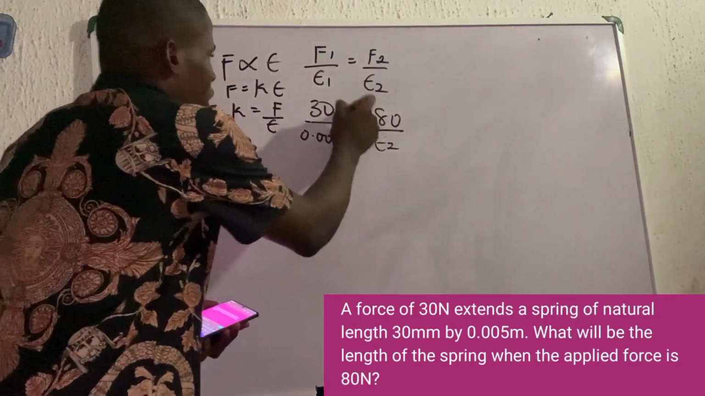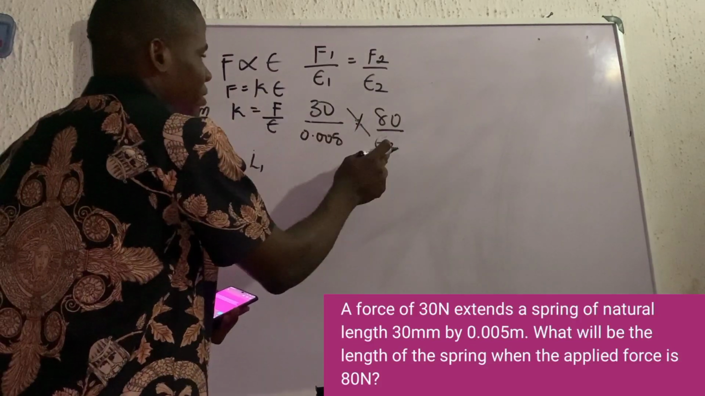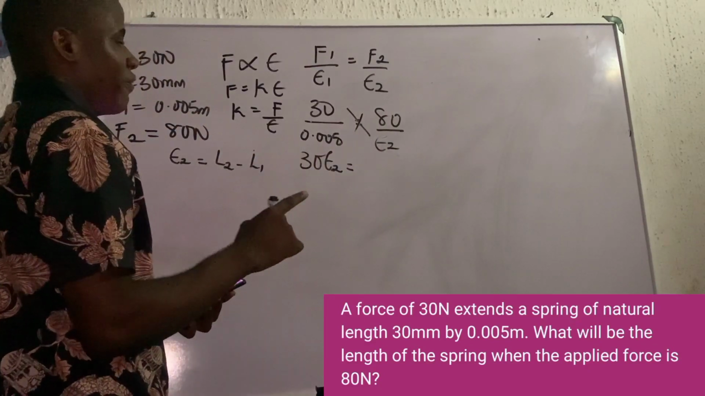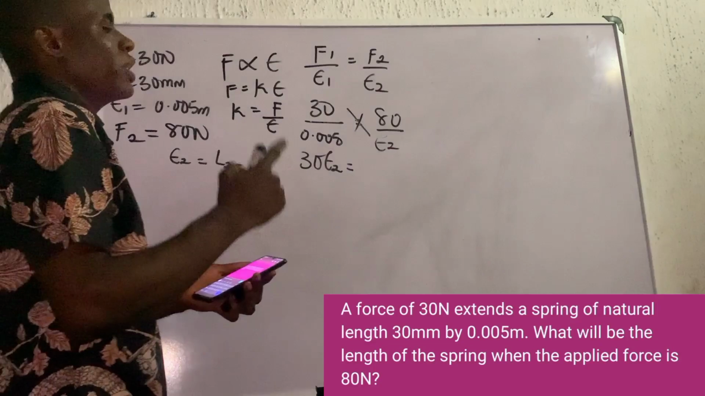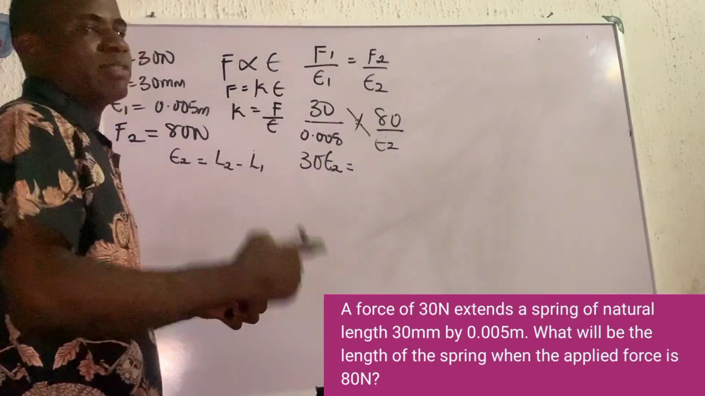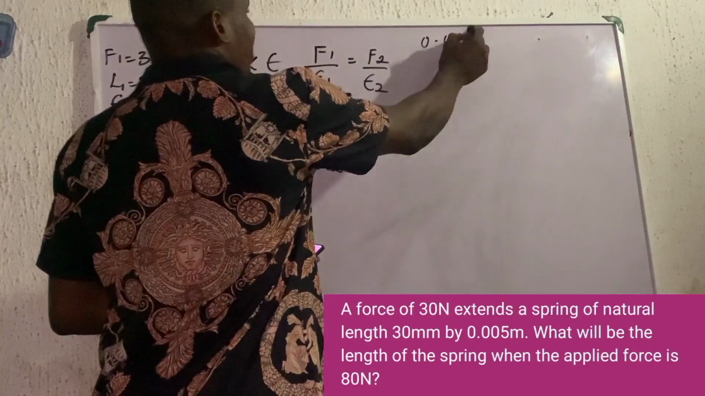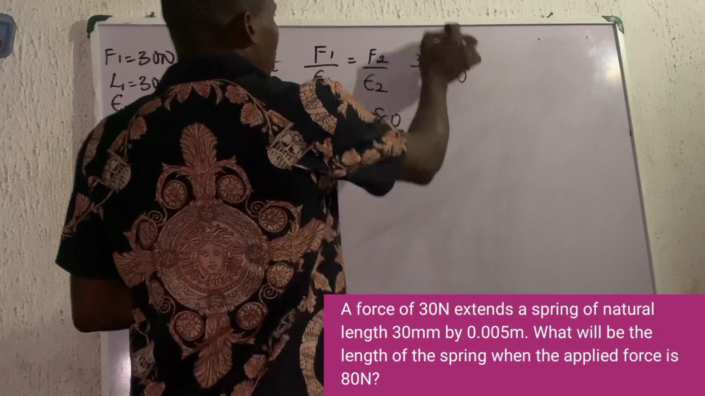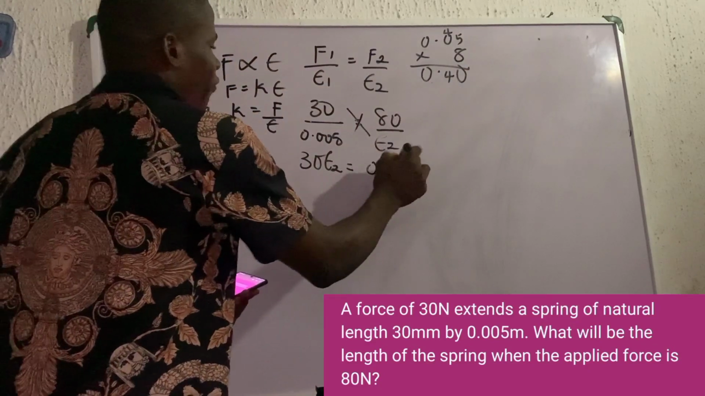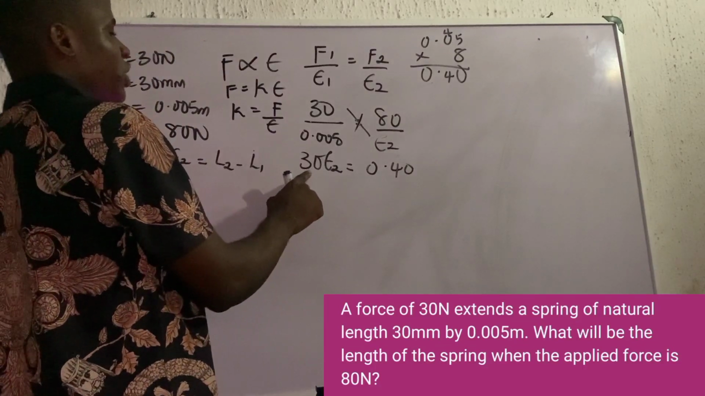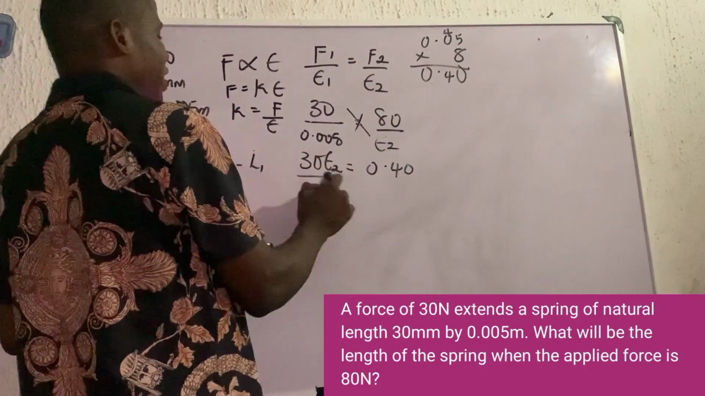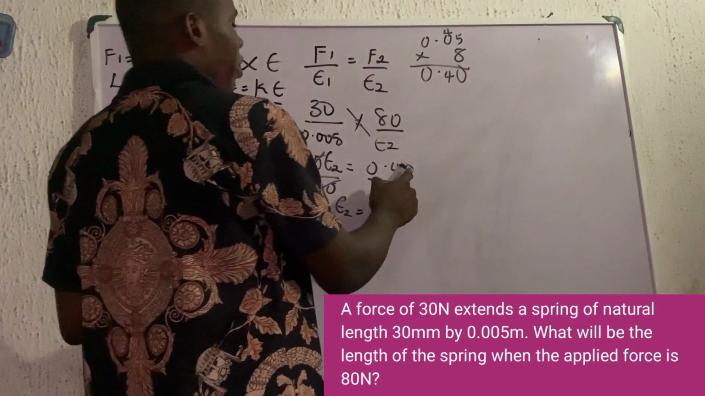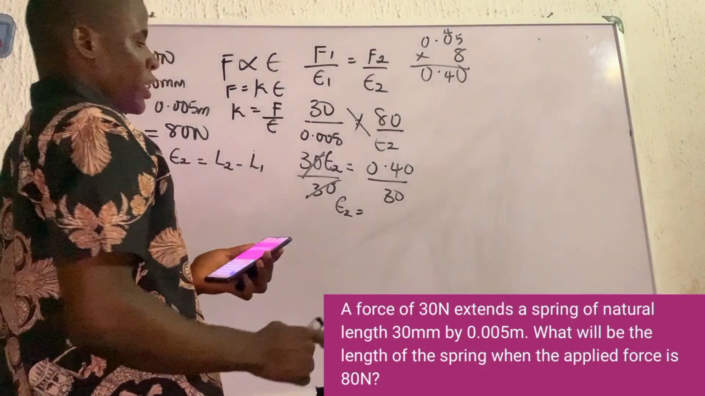So when you cross multiply, you are having 30 times E2. 30 E2 is equal to 80 times 0.005, which is the same thing as 0.005 times 80, or 0.05 times 8. So let's be fast. 8 times 5 is 40, write 0, carry 4. 8 times 0 is 0 plus 4 is 4. 8 times 0 is 0. So I'm having 0.40. Then I'm going to divide both sides by the coefficient of E2, 30, all over 30. Cancel, cancel. So E2 is equal to 0.40 divided by 30.